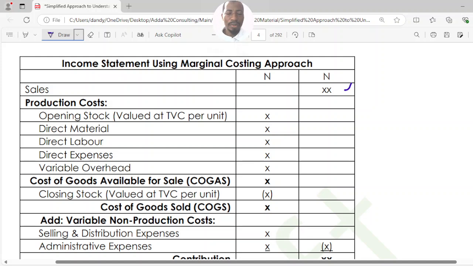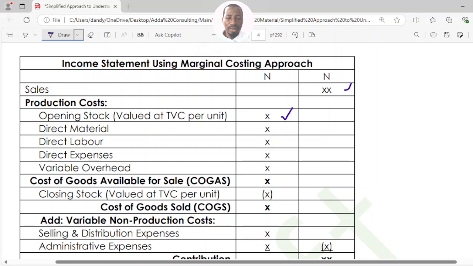Therefore, the first item under your production cost is the opening stock. Now, in the previous year, say for example in 2023, we're in 2024. If the closing stock in 2023 is 1,000 units, as you are moving to January 2024, it will become opening stock. Therefore, for me to value the opening stock, I will pick the units unsold in the previous year, then I will multiply with the total variable cost per unit, then I will post. So there is no stress in this one. If you are not given the opening stock, just ignore.